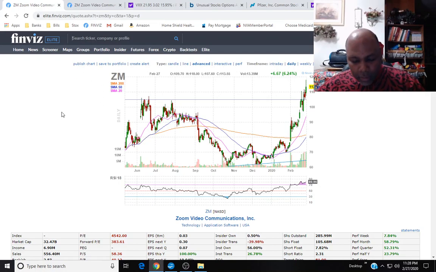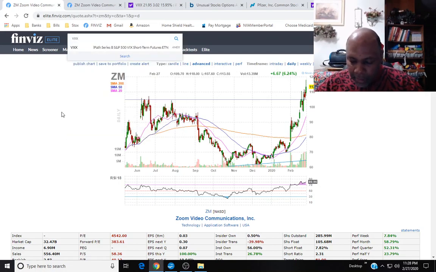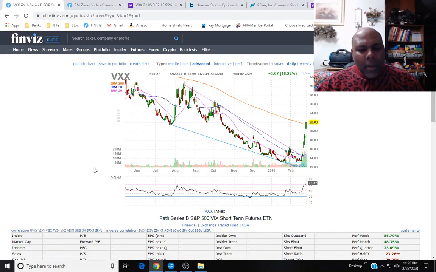Also, one other thing I'm going to show you guys. This right here, Series B S&P 500 VIX short-term futures. This basically is a way to make money off of fear in the stock market, because right now the stock market is panicking and it's going haywire.